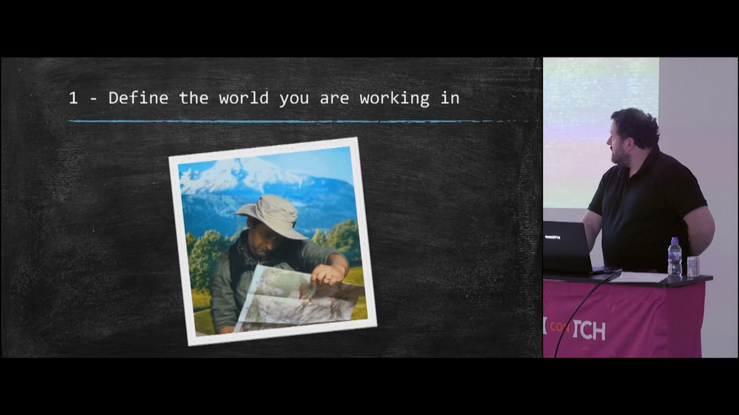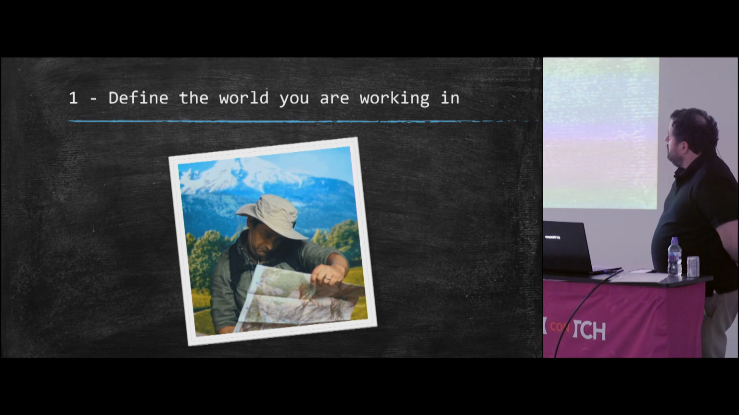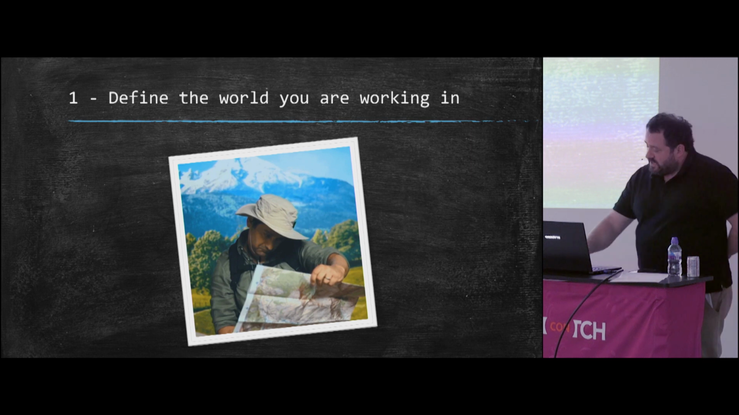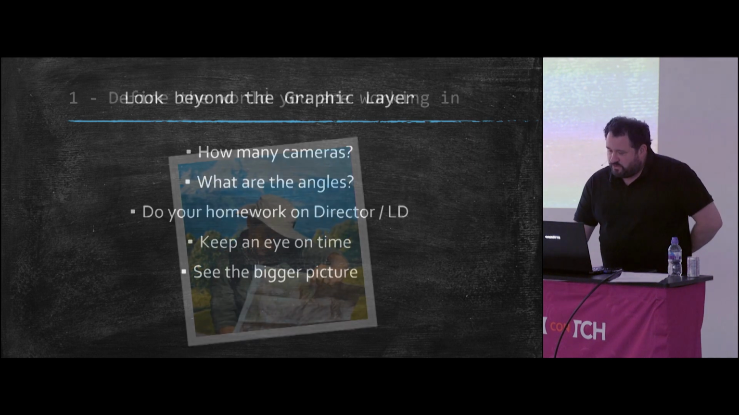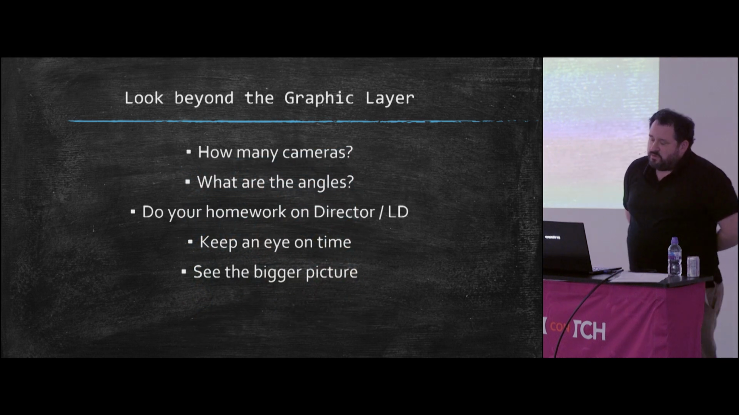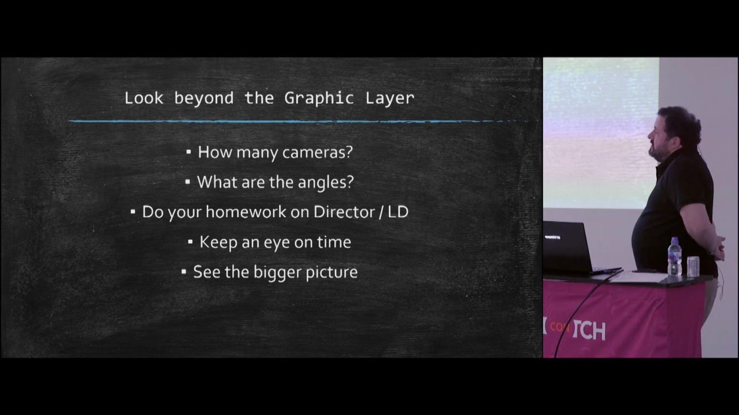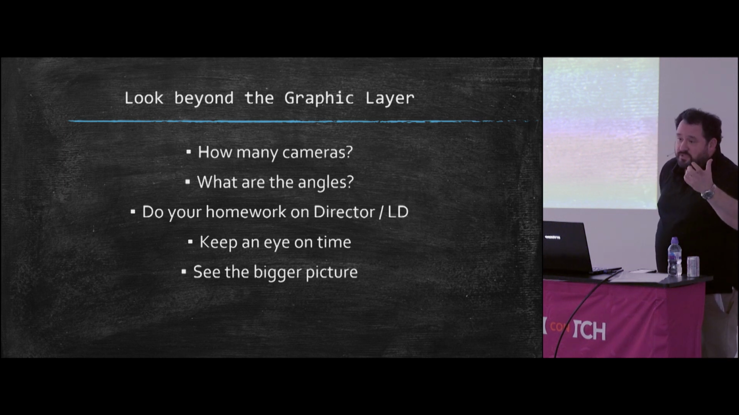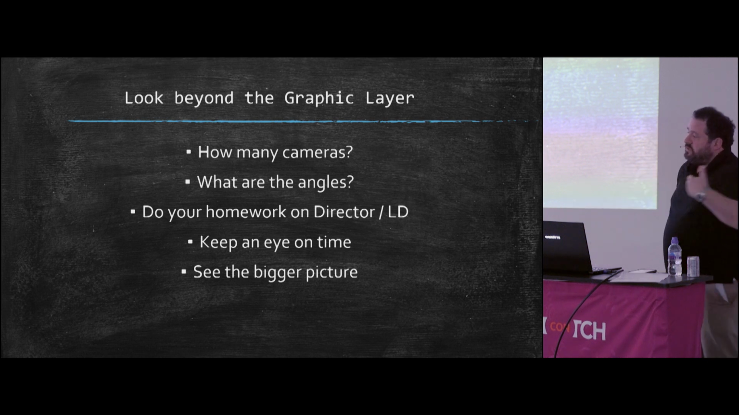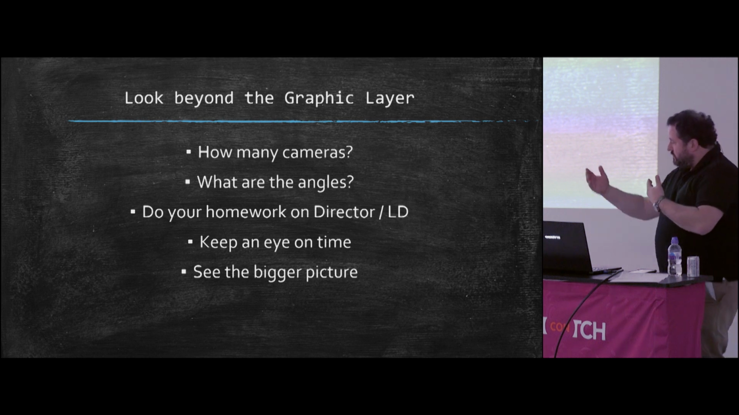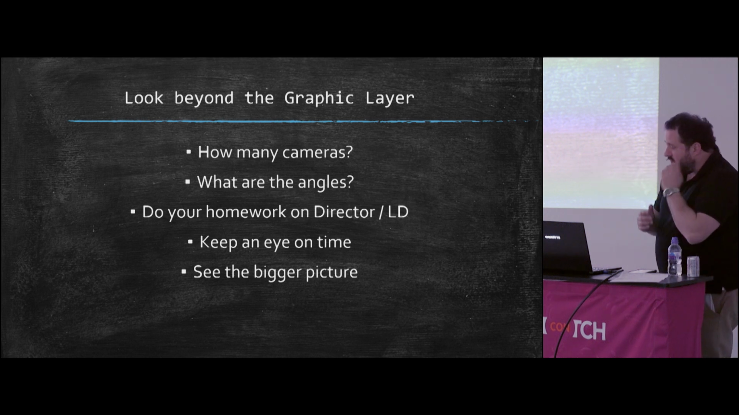The first lesson is define the world that you are working in. It's essential when you're creating graphics for a high-pressure TV show. Look beyond the graphic layer. Look up. How many cameras do you have? Where are they positioned? What are the angles? What are the lenses? Not that that's important. It's not going to define your show, but sometimes you're going to have a shot that's been shot with a long lens, and that means your backplate's going to be stuck against your artist, and it might be interesting to make a shot based on that.